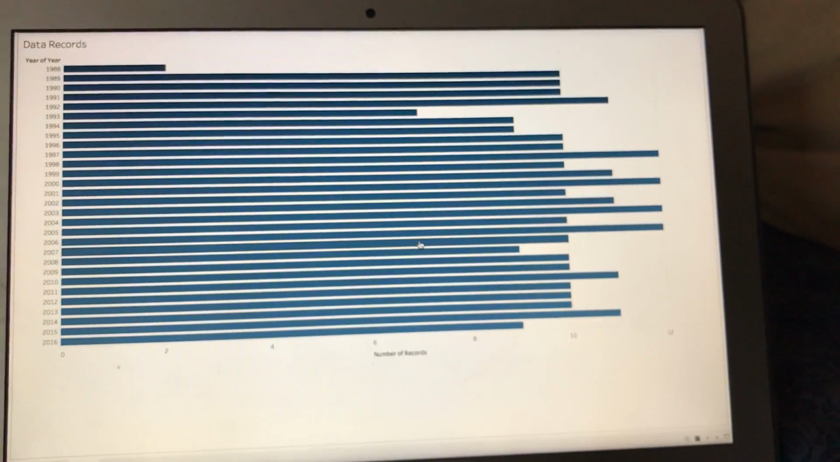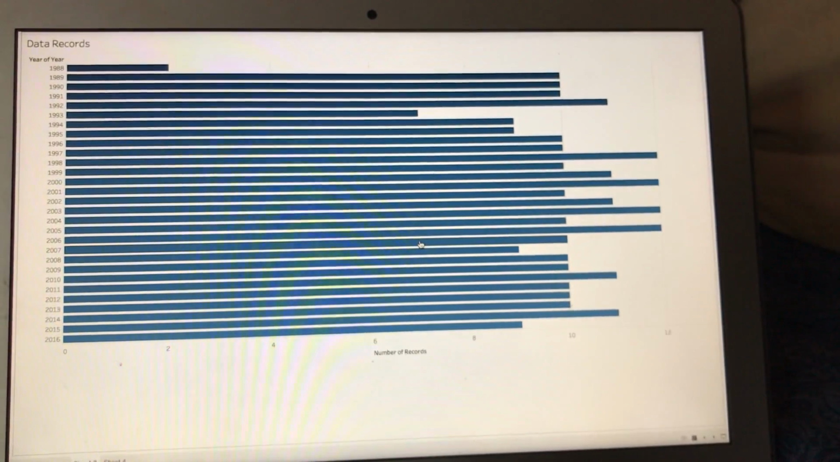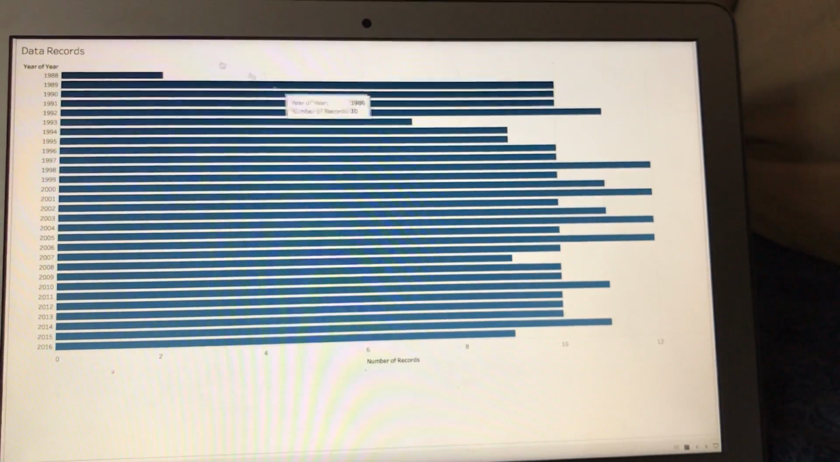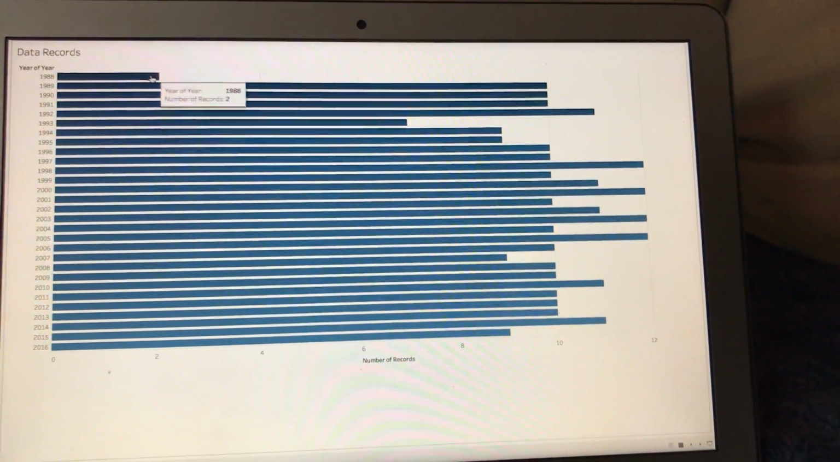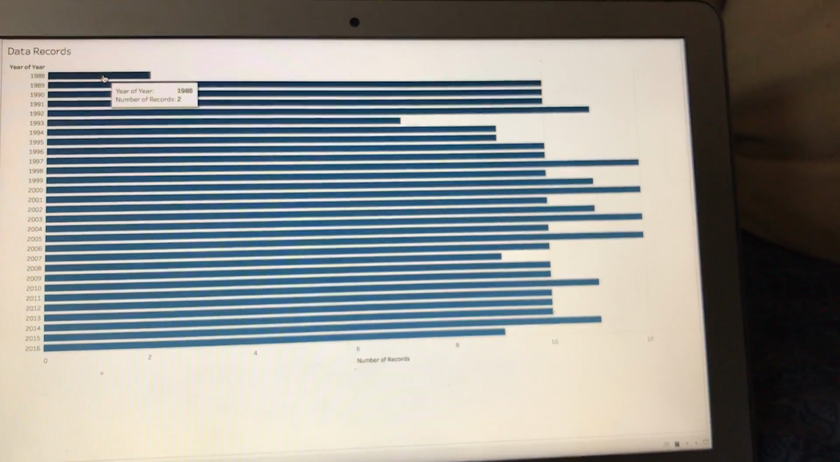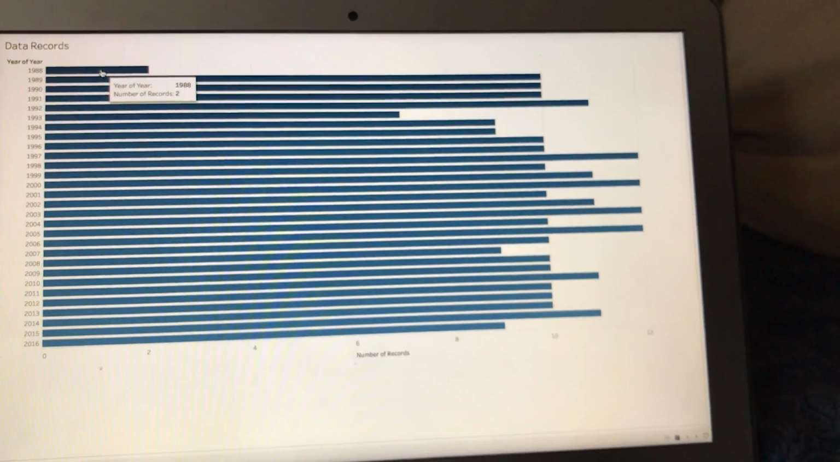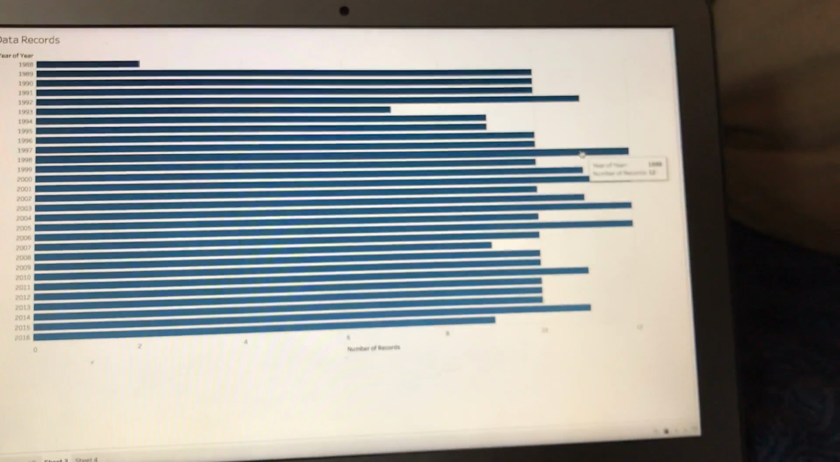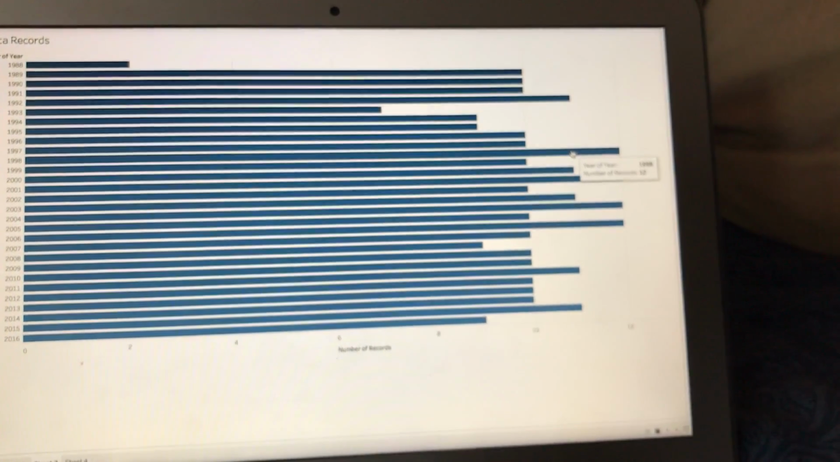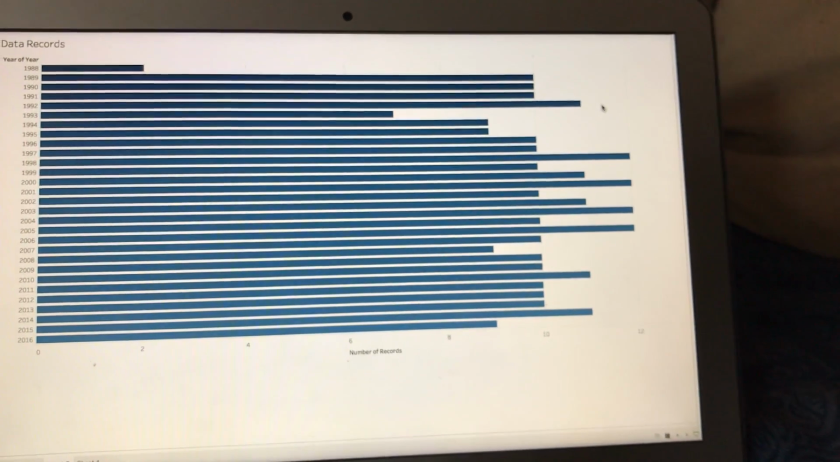My third graph, I decided to show our data record to give a little validation of how many times we're collecting data within the year. So here in 1998, we collected 2 records, but then here in 1998, we collected 12 records. 12 records was our max in this data set.